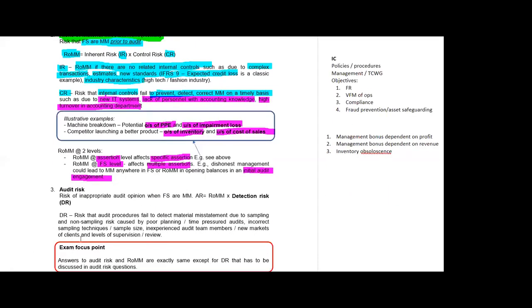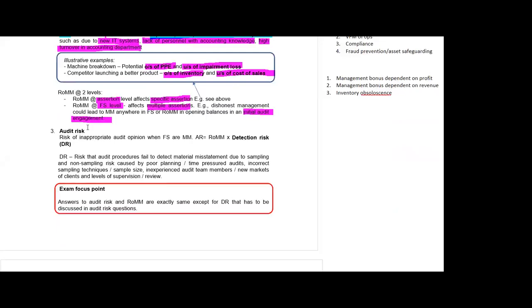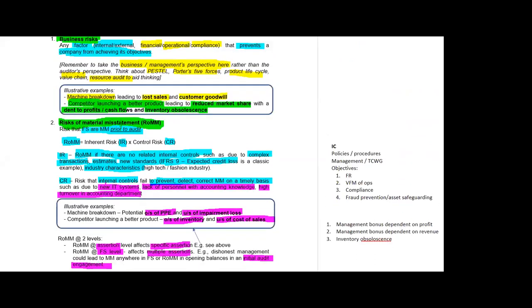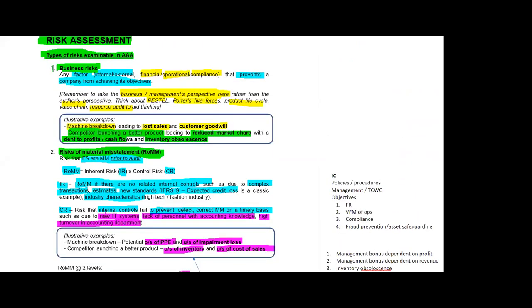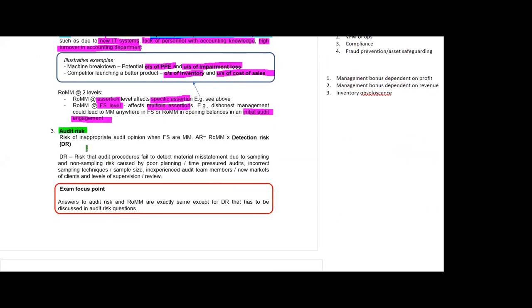Now, let's move on to the next theme. If you're clear up till now, that is the third type of risk which is examinable. So far we've covered what? We've covered the types of risk examinable in AAA: business risks, risk of material misstatement. Now let's understand the third category, and that is audit risk.